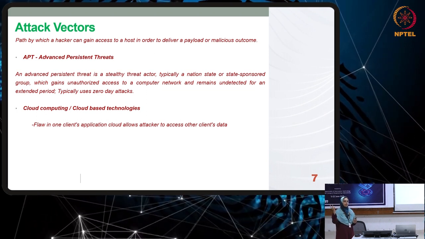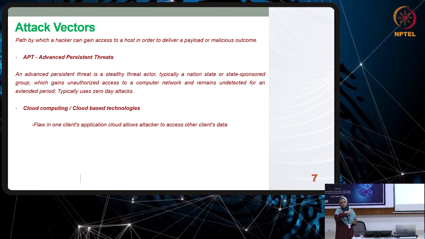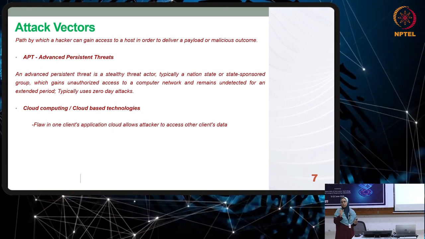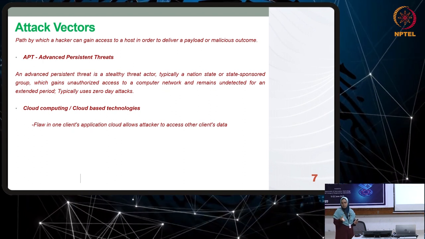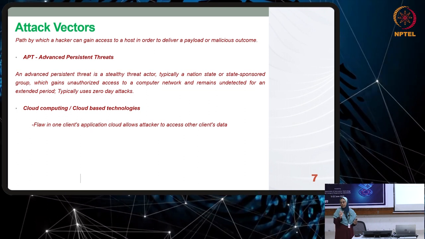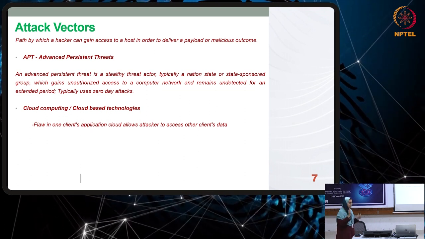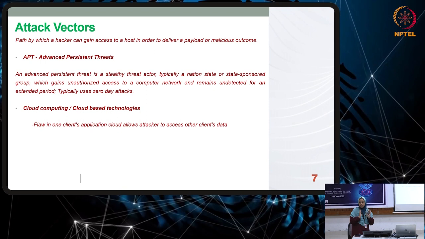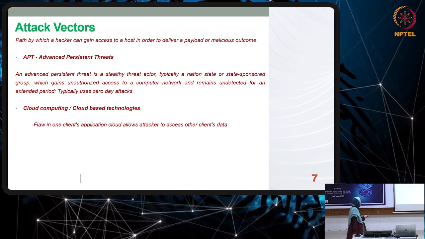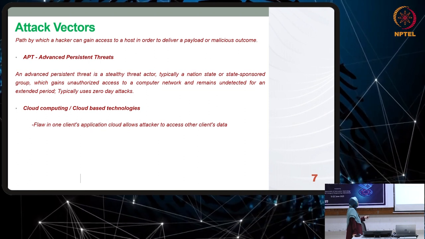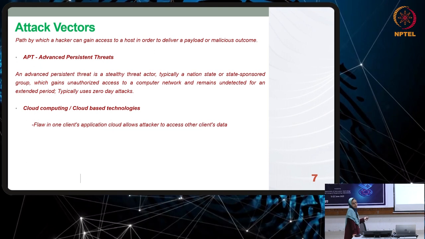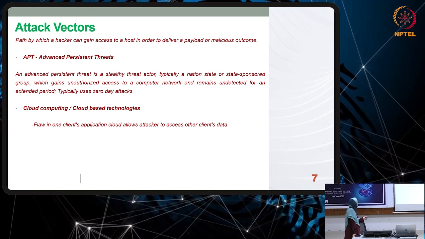Like you would have heard about China spying on some country, right? We can call that an APT. China is spying on the defense of a particular country, okay? So they are actually doing an APT attack. They have very good knowledge of performing the attack. So you gain unauthorized access to a computer network and remain undetected for an extended period. So it typically uses zero-day attacks.